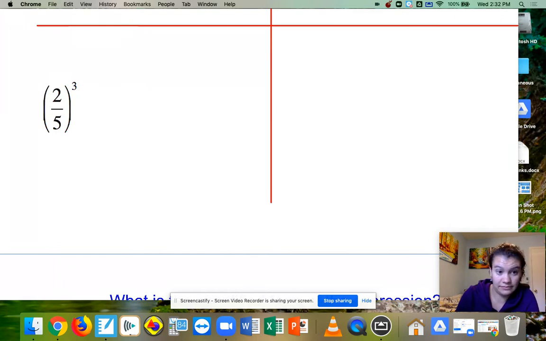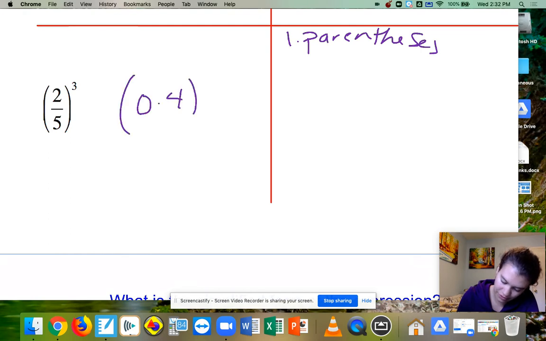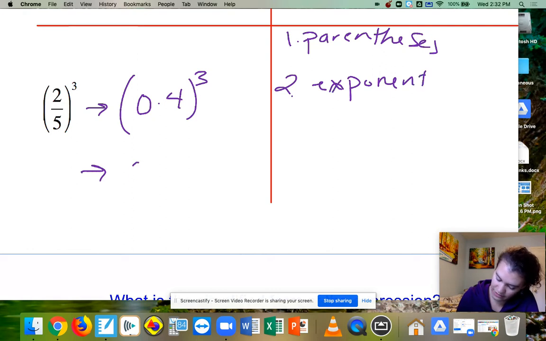All right, the next one. Here we do have parentheses, so we need to figure out our parentheses first. So 2 divided by 5 is 0.4, and then we still have it cubed. So then the last thing would be then to get rid of your exponent, which will then give you 0.064.